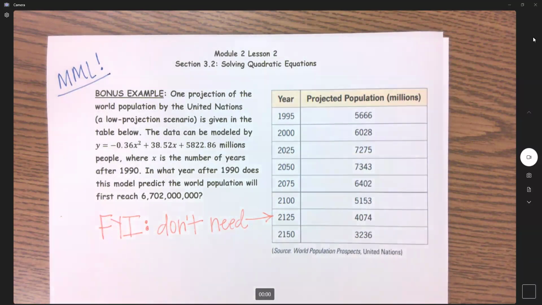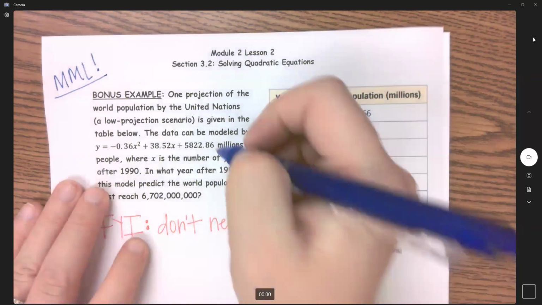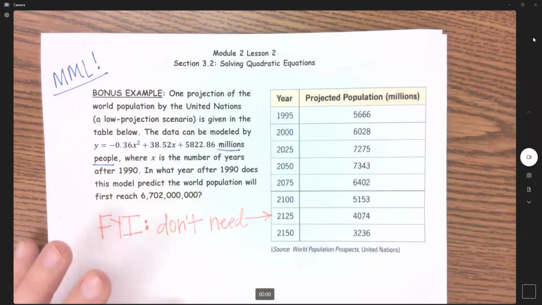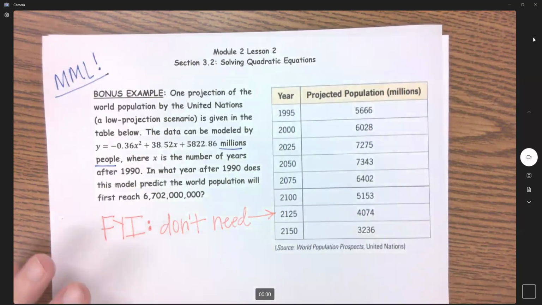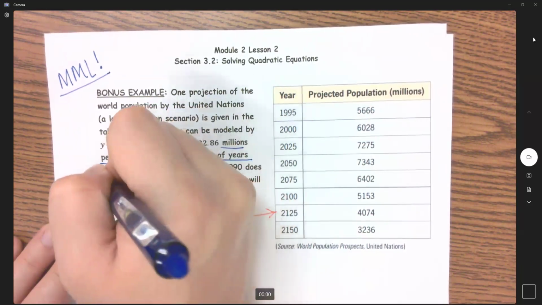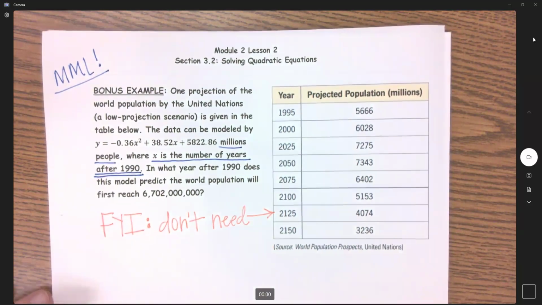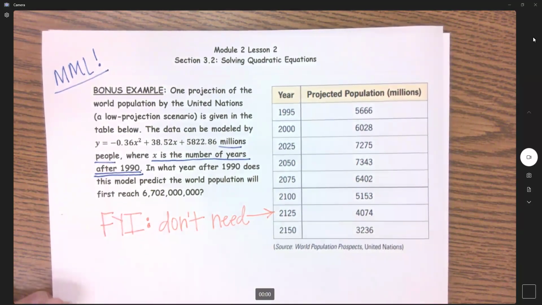So this bonus example reads, one projection of the world population by the United Nations (a low projection scenario) is given in the table below, or I guess over here to the side. The data can be modeled by y equals, where y is in millions of people and x is the number of years after 1990. In what year after 1990 does this model predict the world population will reach 6,702,000,000?